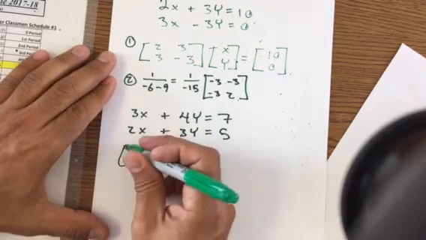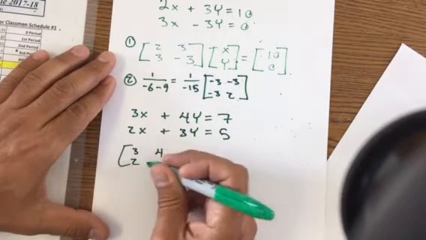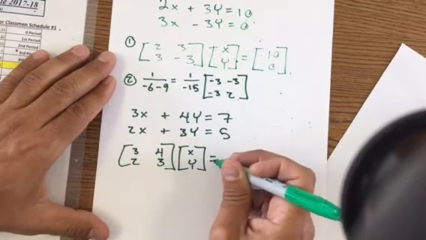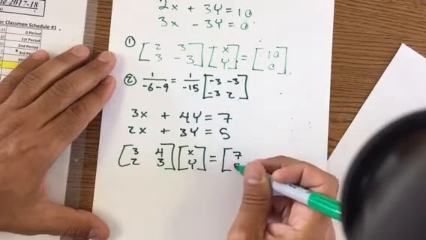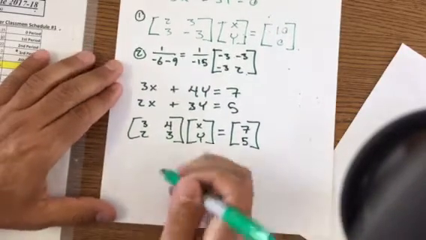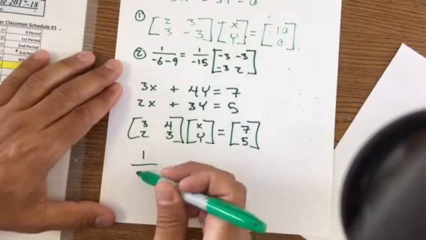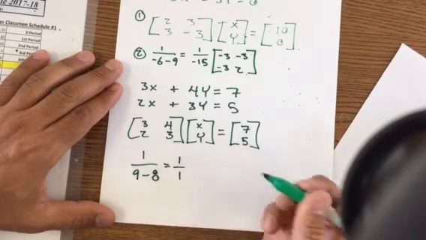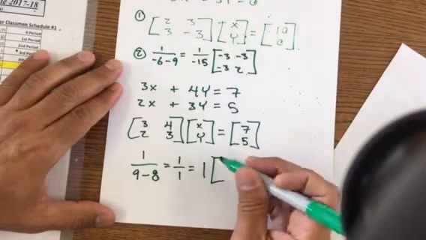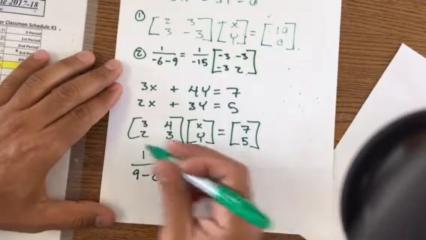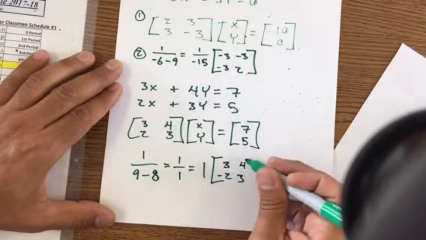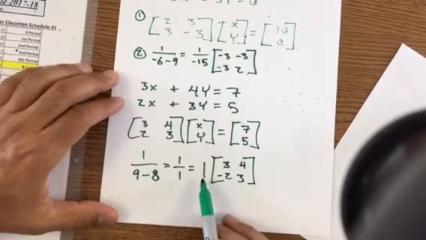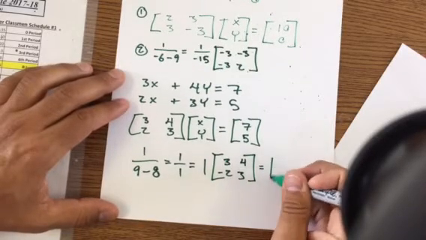Going to write the matrix equation: coefficients, variables, equals, solutions. Find the inverse. So we're going to do 1 over 3 times 3 is 9, minus 2 times 4 is 8. 1 over 1, which is just 1. These two switch spots. These two switch signs. When you have something like this, you can just say, well, 1 times this is just this.